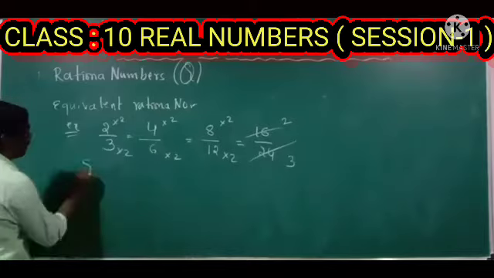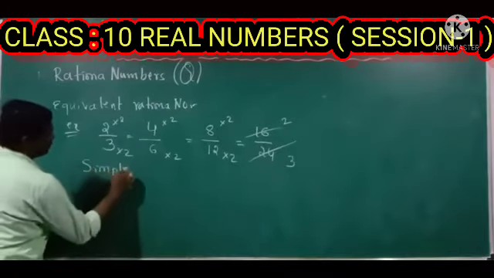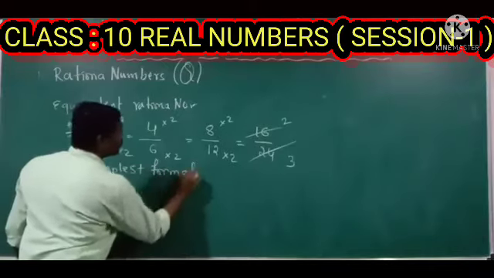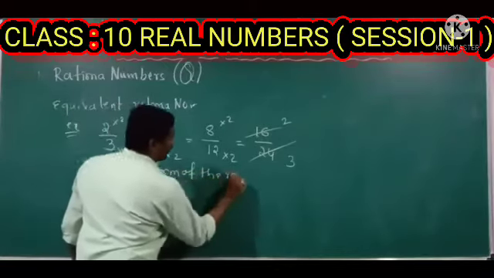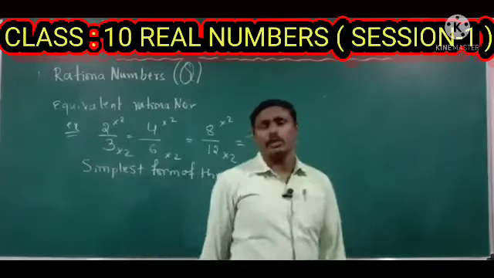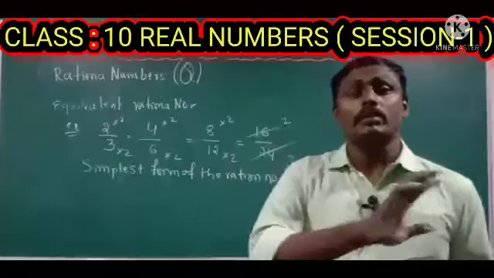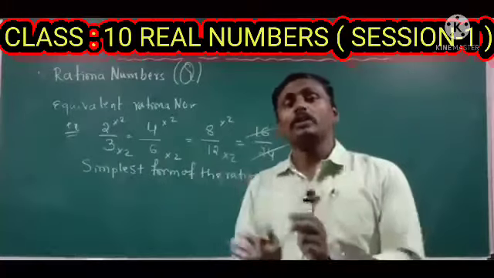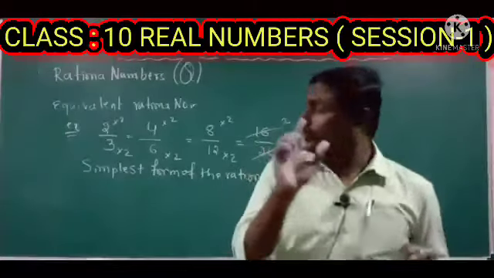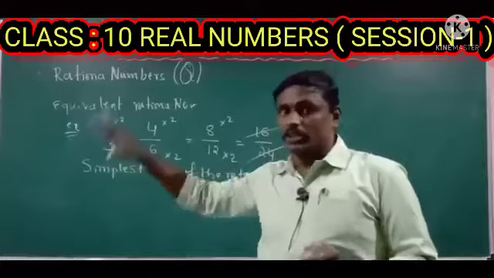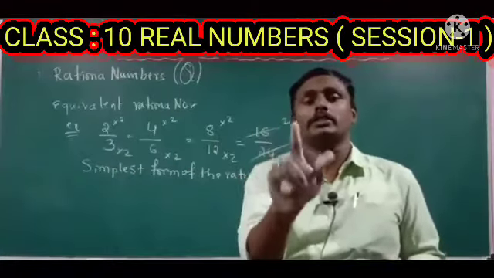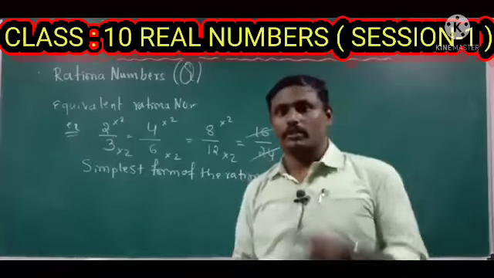Next one, simplest form of the rational number. So simplest form means what? Simplest form means we cannot reduce the given fraction further. When we convert the given fraction into simplest form, their common factor is always 1 only.